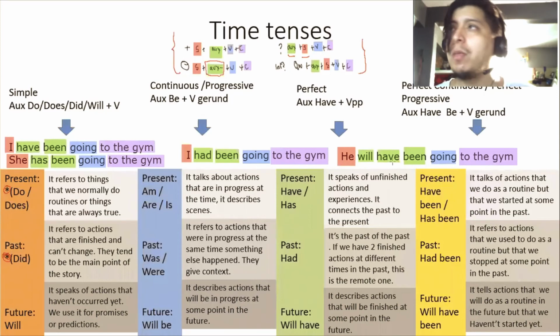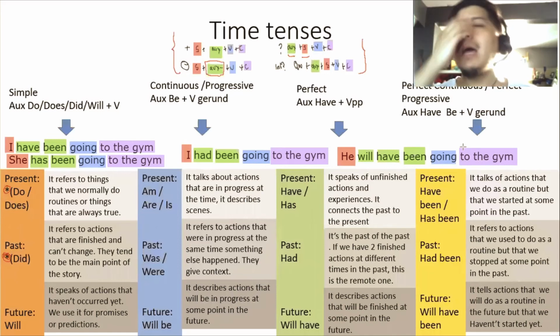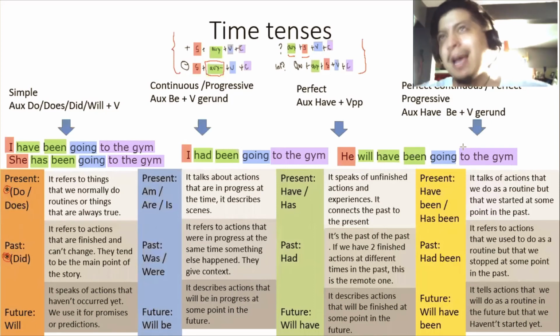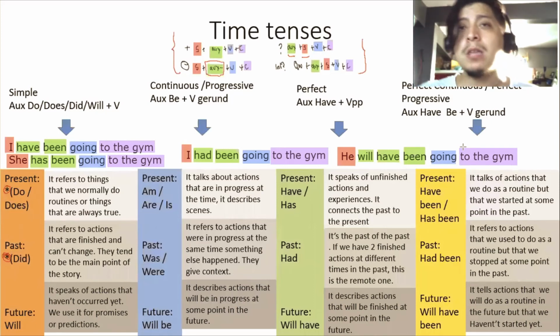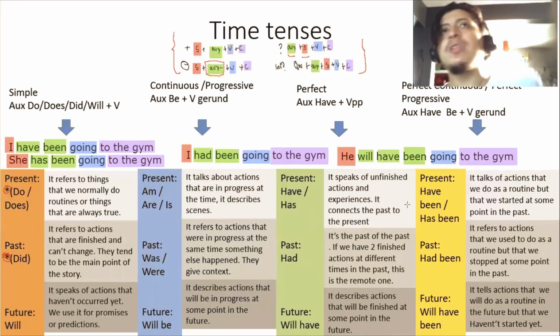I stopped. The future perfect continuous. He will have been going to the gym. I haven't started yet. Next week, I will start going to the gym. And in 1 month, I will have been going to the gym for 3 weeks. Yes? I will start going to the gym in September. I haven't started yet. Today, I haven't gone to the gym. In September, I start. So in November, I will have been going to the gym for 2 months. Yeah? This is just for future routines that I will have been doing.